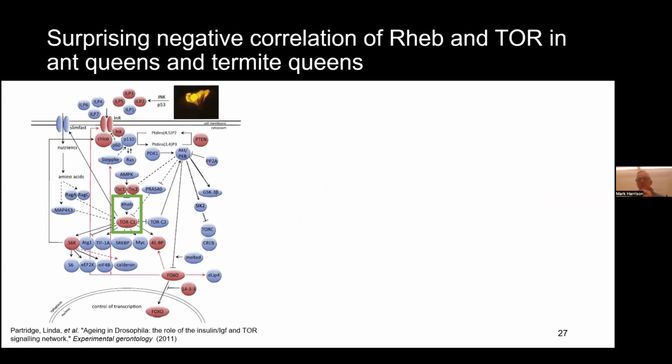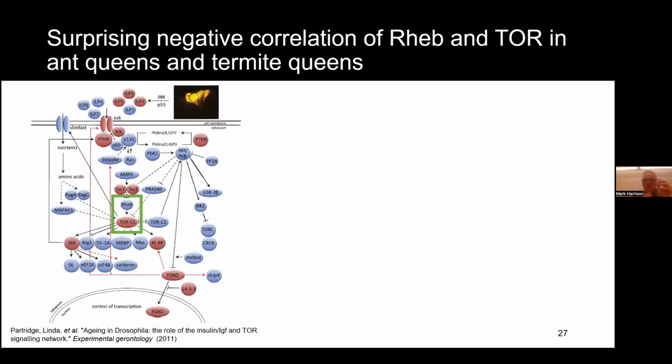But then looking at a more specific pathway rather than the whole network, if we look at the nutrient sensing pathway, so IIS, insulin signaling, and the TOR pathway, this is quite central to the trade-off between longevity and fecundity.